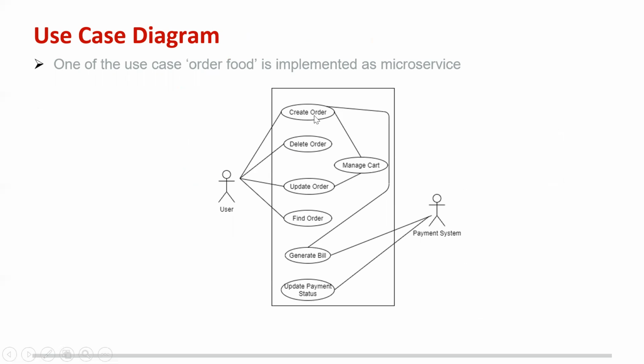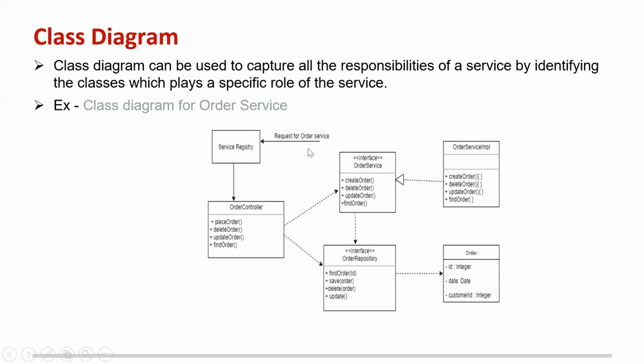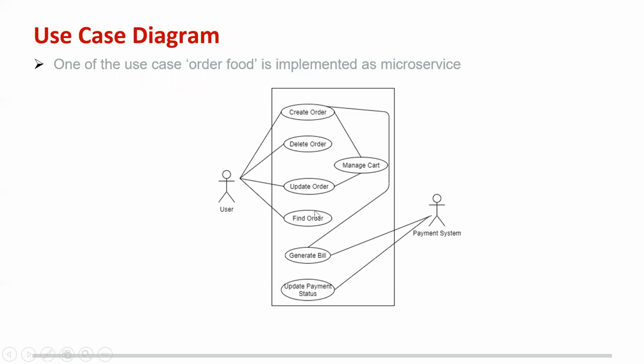So inside the order, we should have the functionality to create an order, update the existing order, delete the order, and find out whether an order exists or not. As well, whenever you are making an order, there are chances to make the payment online. In that case, we need to generate the bill, and we should get the status of the payment.